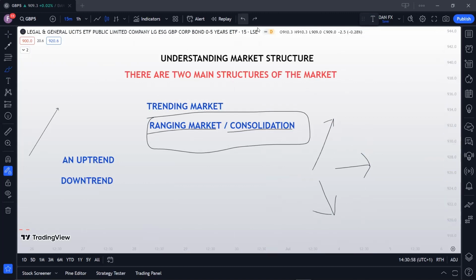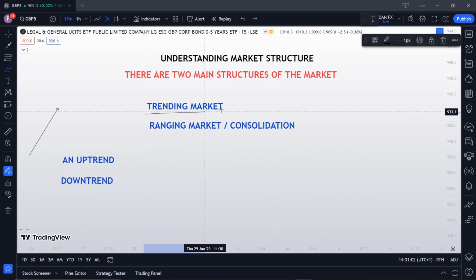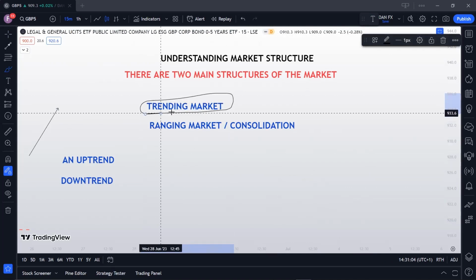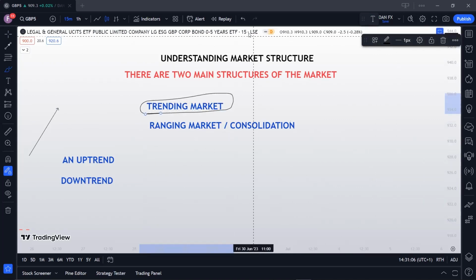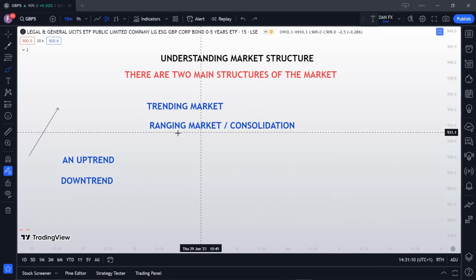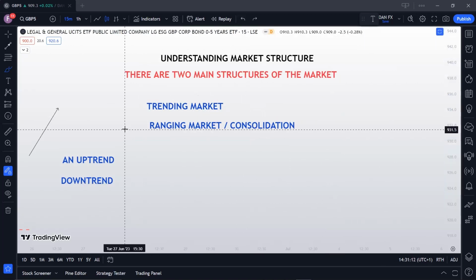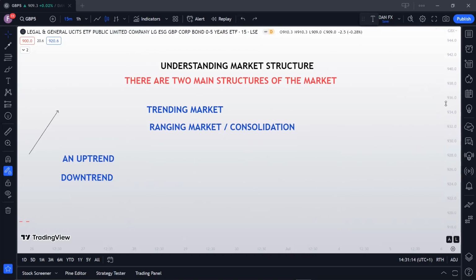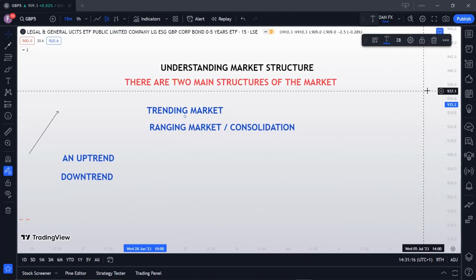So I'm going to be explaining these structures. I'm going to be breaking them down. Firstly, I'm going to be breaking down the trending market, how the market trends, right? Because the market doesn't just go straight up like a rocket. So the market trends in a certain way. I'm going to be breaking that down now. So let's talk about the trending market.